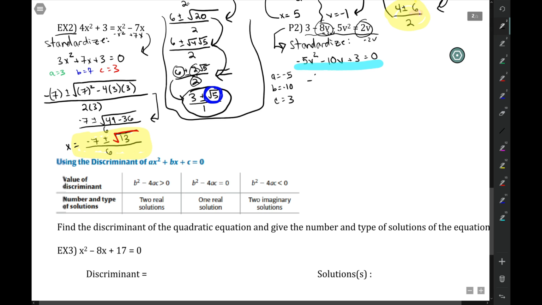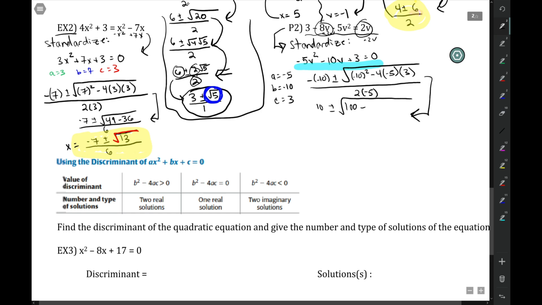Negative b, sorry, plus or minus square root b squared, negative 10 squared, minus 4 times negative 5 times c, all over 2 times negative 5. Looks big and scary, but you're better than that. It's just harmless, really. We have a 10 plus or minus, and inside here it looks like a 100 minus negative 60 all over 2 times negative 5 is negative 10.